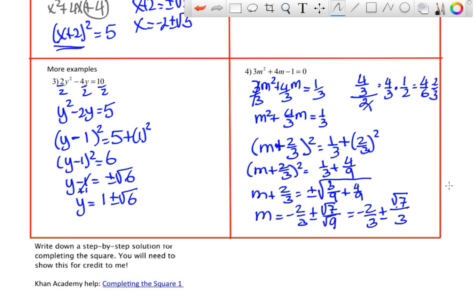You'll have to do a couple of those, but down the line, probably not tomorrow, but pretty soon we'll learn another way that you can solve a quadratic that won't involve fractions.